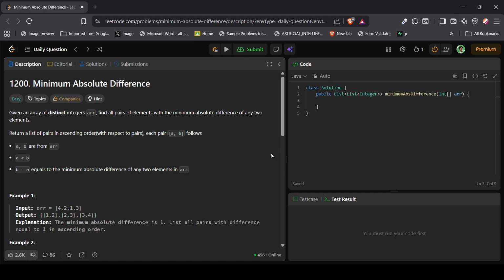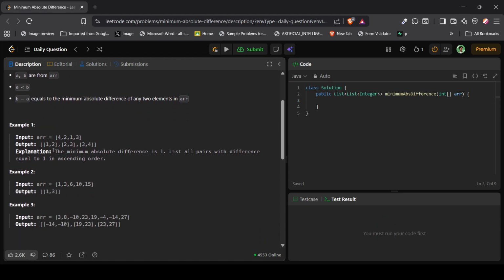Given an array of distinct integers arr, find all pairs of elements with the minimum absolute difference of any two elements. Return a list of pairs in ascending order with respect to pairs. Each pair a, b follows: a and b are from arr, a is less than b, and b minus a equals the minimum absolute difference of any two elements in arr. Okay, all right.